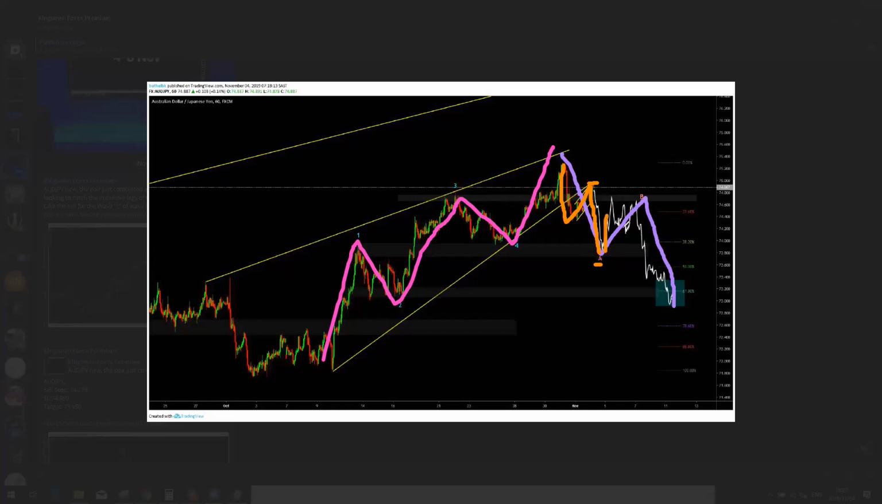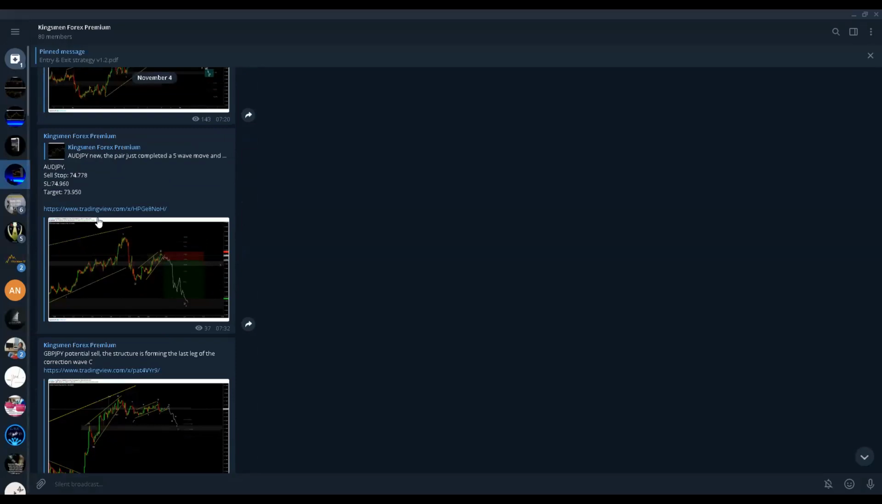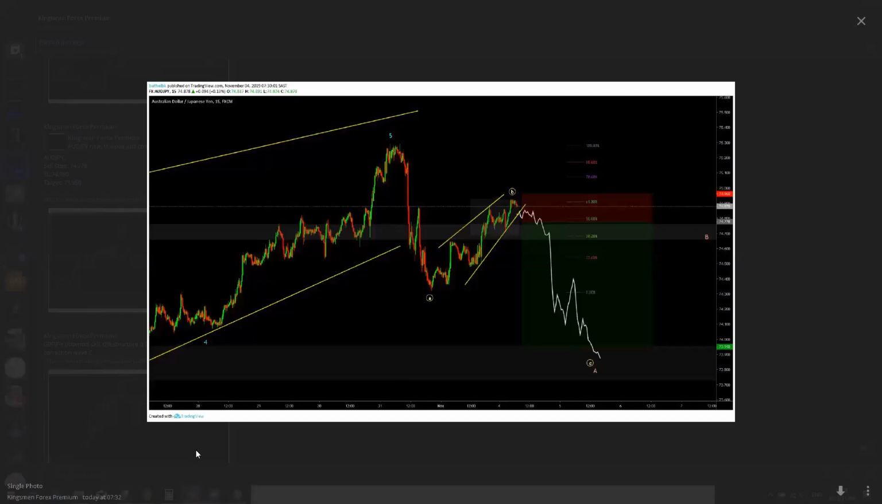This move will most likely be corrective, so we might not take any trades. And then again, from the end of wave B, we will look to sell to wave C. And then around the 61.8 area, we will look to take the long-term buy. Okay, let's go to our next trade, which is GBPJPY. Oh, okay, this is what our trade plan looks like for AUDJPY.